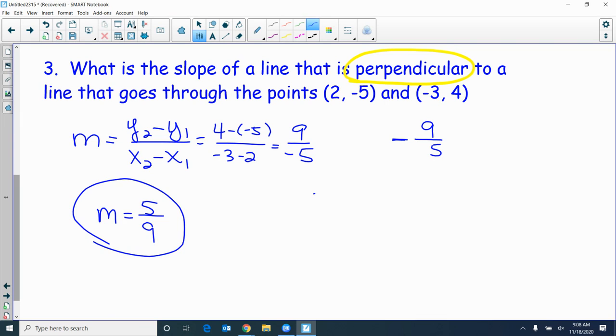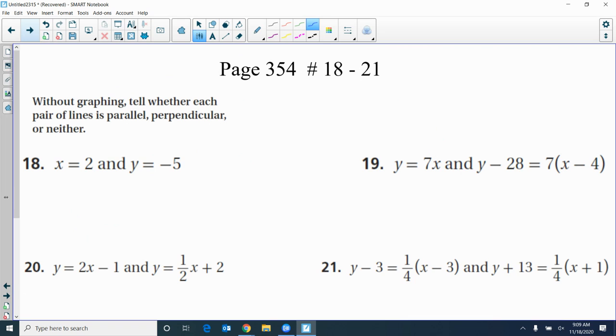On a test or quiz, you might have a question worded, what is the slope of the line that goes through points (2, -5) and (-3, 4)? Where the perpendicular information's not given to you, because we just want slope. Otherwise, it's gonna say perpendicular, or it might say parallel. If it said parallel, our answer would have been -9/5. Alright, so just little things that you all know.